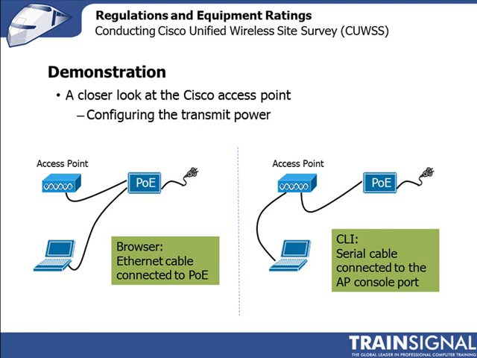The first one is you could connect through the browser interface. And here in this simple configuration, I have just taken the access point, which I'm powering through a PoE, and then I connect another Ethernet cable from my laptop into the PoE, and I access the browser and type in the IP address of the access point. The second demonstration, I'm actually going to do the same thing, but I'm going to use the command line interface. And in this case, I'm going to connect my laptop with a serial cable into the access point console port.